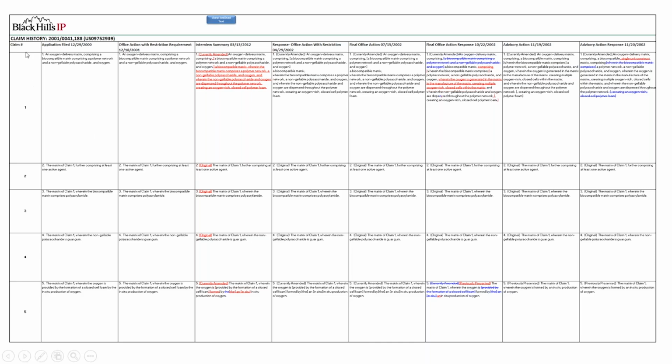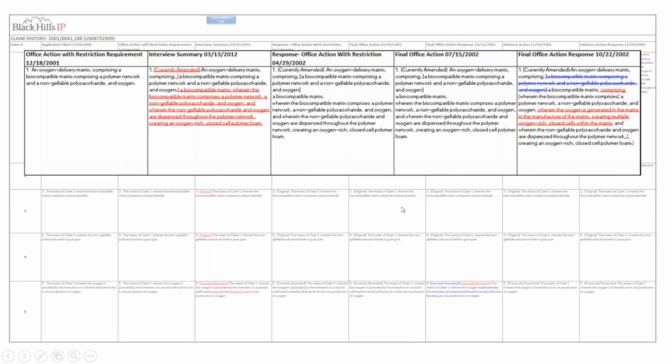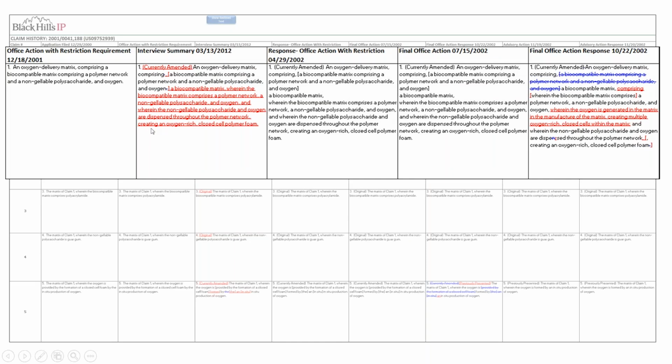matter. And down the left column here, we have its claims. Claim 1, Claim 2, Claim 3, Claim 4, and Claim 5. And across the top, we have events, prosecution events: application filed, office action with restriction requirement, interview summary, responses, advisory action response, and so on. And if we zoom in along those lines, what we see happening is early on we had a very short, probably overbroad claim that was part of the claim set.